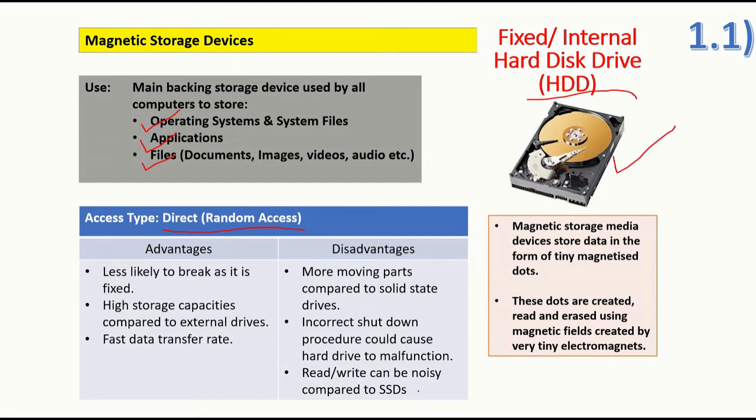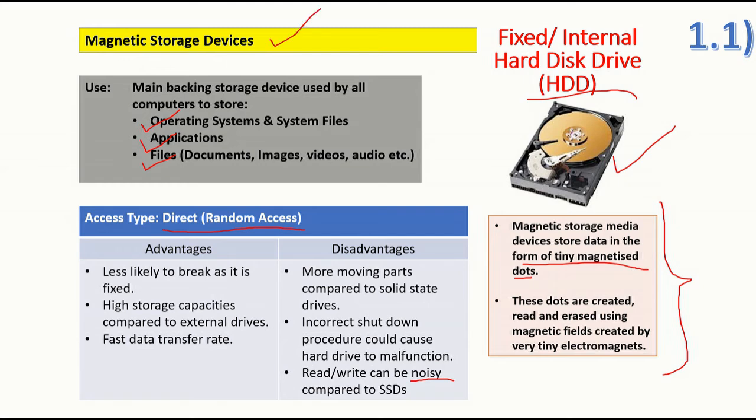Now, some features that are common to all magnetic storage devices are given on the right side here. Magnetic storage media devices, all of them store data in the form of tiny magnetized dots, and these dots are created, read, and erased using magnetic fields created by very tiny electromagnets. And you will see that this technology is the same for all the three magnetic storage devices which we are discussing today.